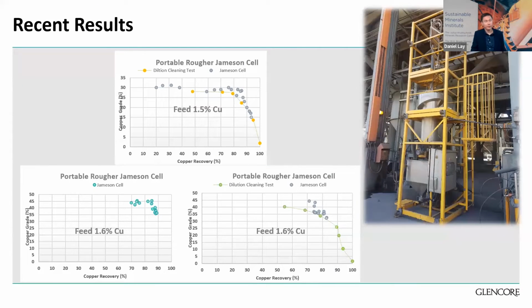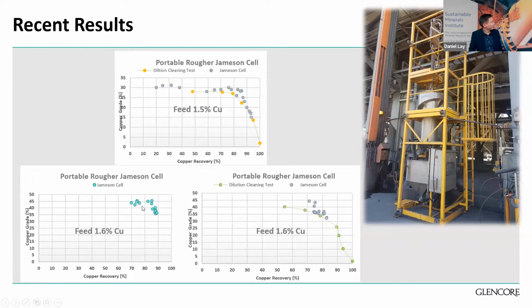Here are a few more rougher results. On the top graph, we have both dilution cleaning results, and we have results from the pilot scale Jameson flotation cell. Once again, the curves follow the same trend. It starts out with a very flat portion corresponding to the grade of the liberated material. And as we start to collect more and more middlings material, the grade recovery curve starts to turn down.